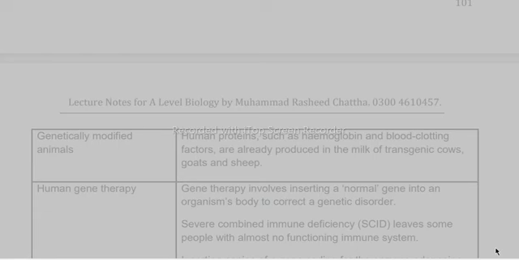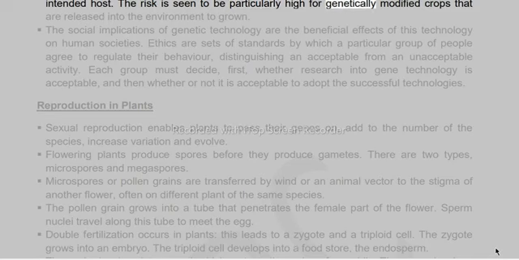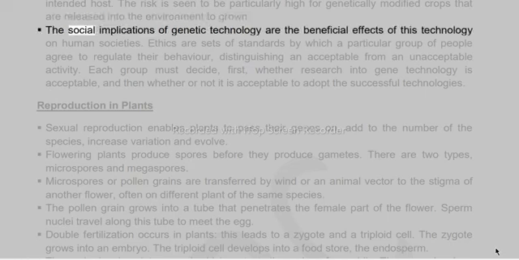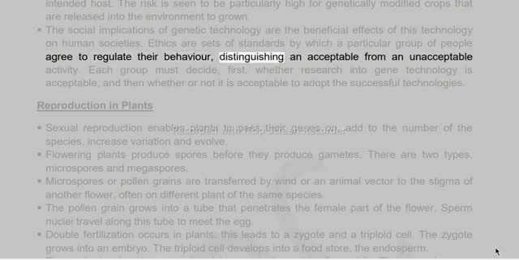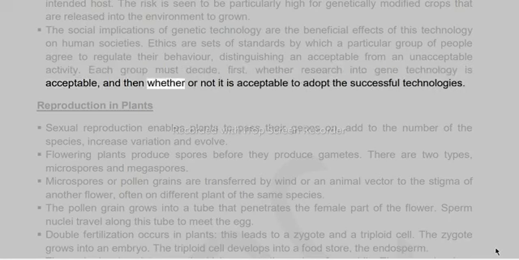intended host. The risk is seen to be particularly high for genetically modified crops that are released into the environment to grow. The social implications of genetic technology are the beneficial effects of this technology on human societies. Ethics are sets of standards by which a particular group of people agree to regulate their behavior, distinguishing an acceptable from an unacceptable activity. Each group must decide, first, whether research into gene technology is acceptable, and then whether or not it is acceptable to adopt the successful technologies.